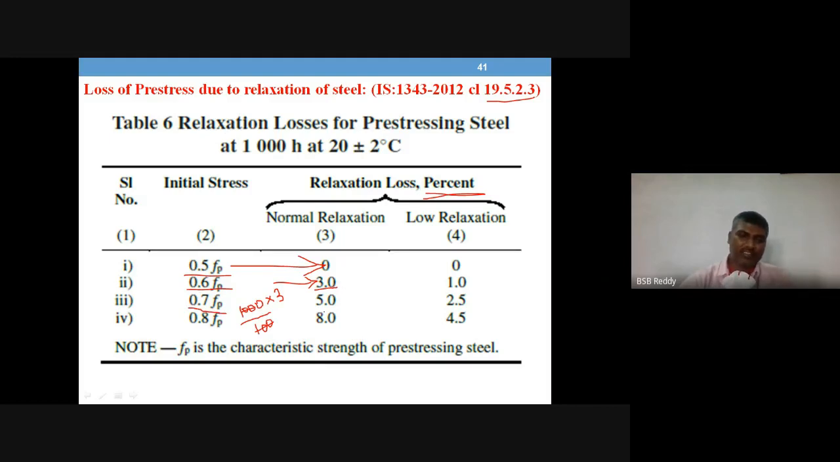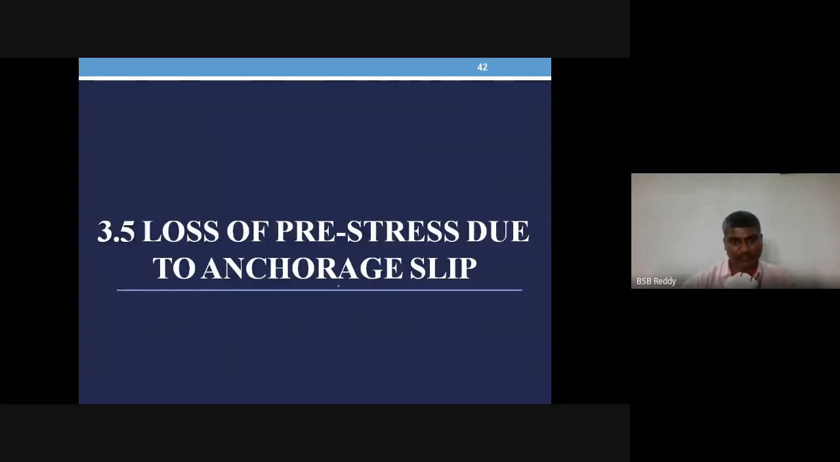So if the stress is high, the loss is also high. If your initial stress is 80%, the loss is also 8%. Okay, so this is how relaxation loss will be calculated. It's directly as a percentage. You don't need any calculation, no formula, nothing.